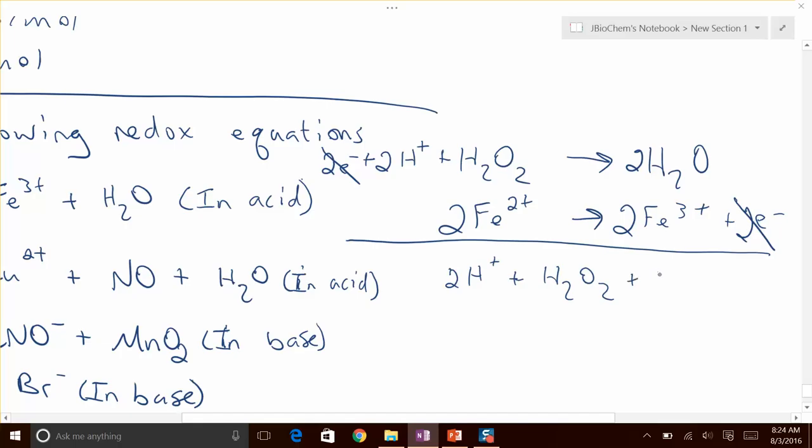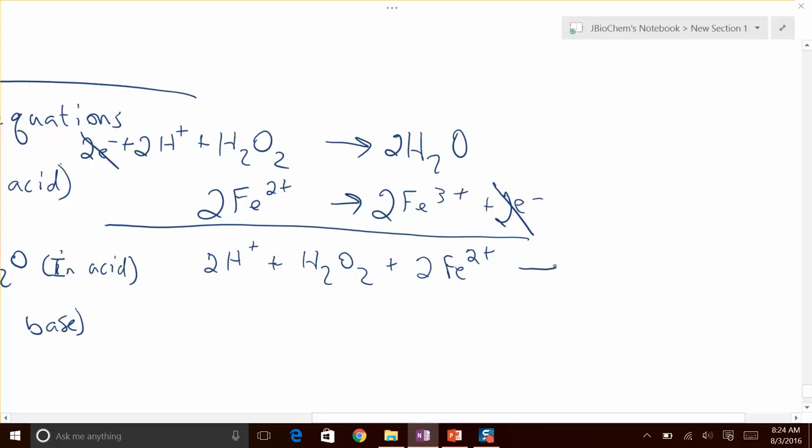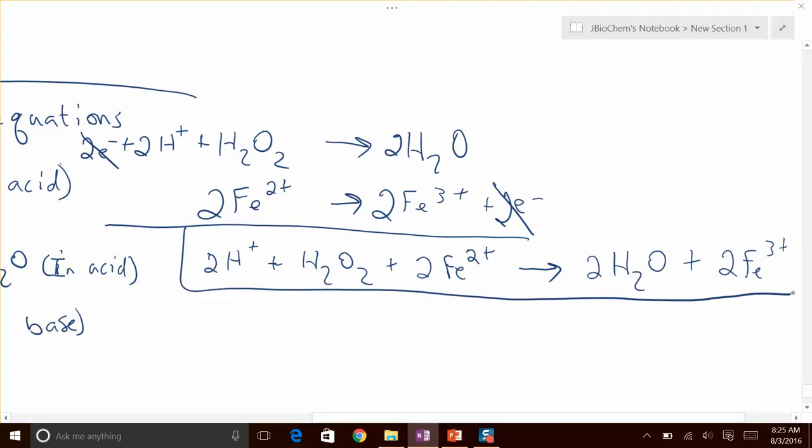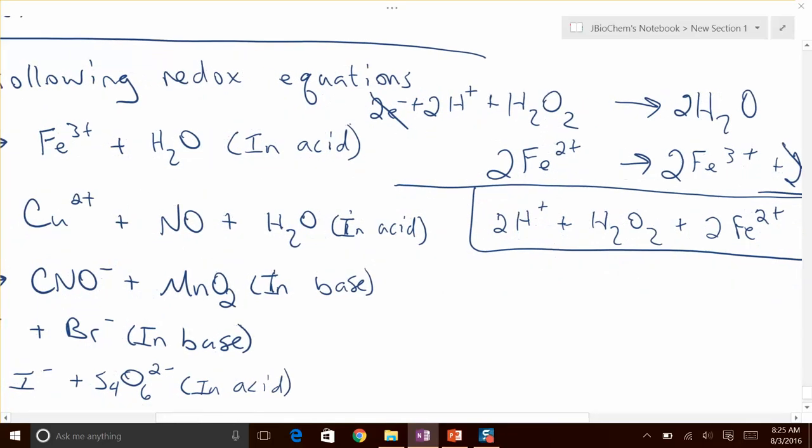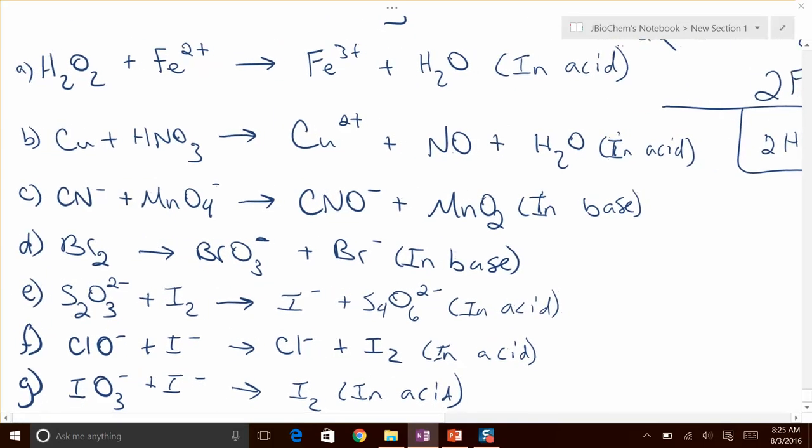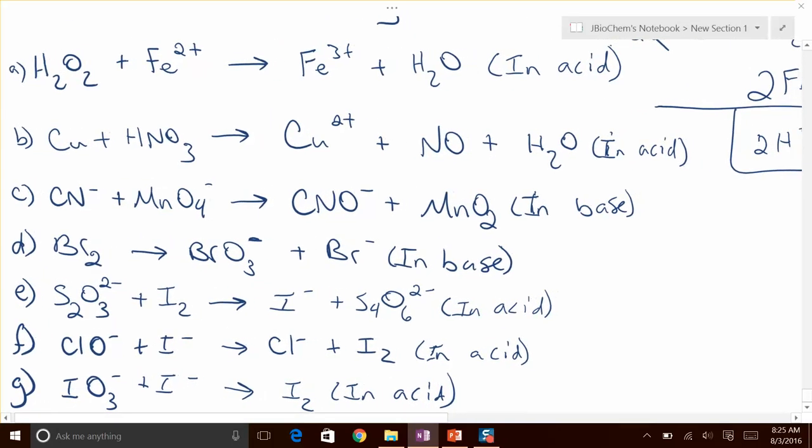Now I can finish this reaction. These electrons will cancel, and I'll have 2H+ plus H2O2 plus 2Fe2+ produces 2H2O plus 2Fe3+. And this is the balanced chemical equation in the acid solution.